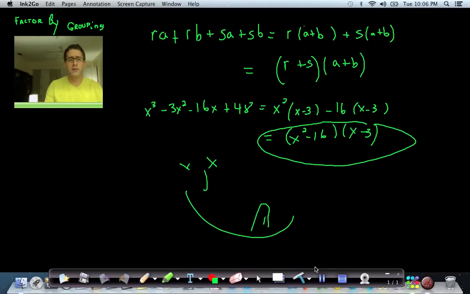Hope this helps, guys. There are going to be difficult and unique examples, but this is the majority of the factor by grouping. So find them on your pre-task and get them done.